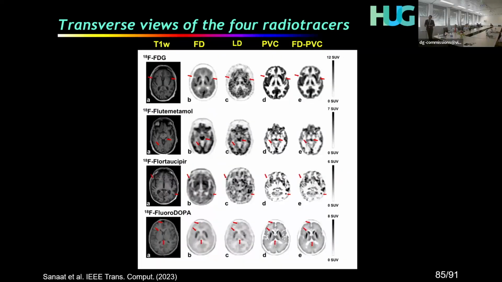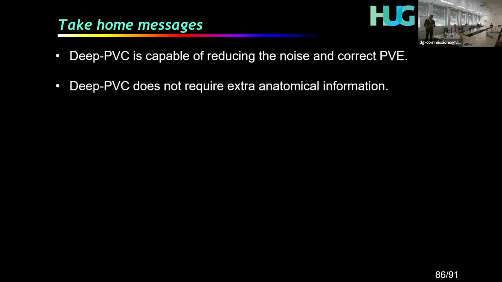And here is also the performance of our model. You can see that our model was able to improve the quality significantly without using the MR images. So the take-home message of this study was that deep learning-based partial volume correction is capable of reducing the injected dose and also correcting the partial volume effect. And DPVC also doesn't require any anatomical information like CT and MR.